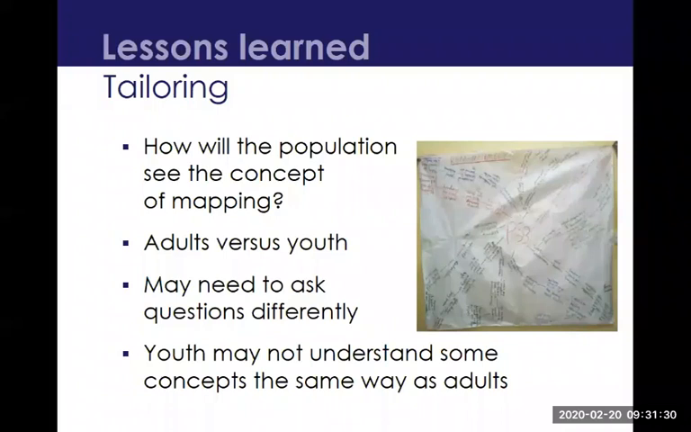So it's important to just take a little extra time at the beginning to really explain what this process is like. People might not be familiar with participatory research, so explaining what it will look like, even doing an example, if that would be helpful for the population. Thinking about how you might word questions differently for youth versus adults, or with different education backgrounds. A lot of the same things you would take into account in other research tailoring.